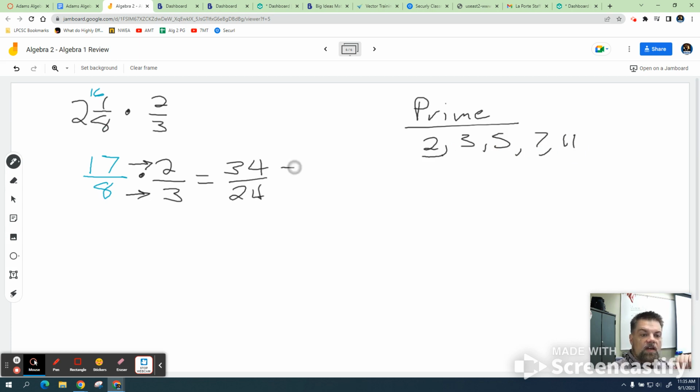So then I go, okay, well, what's 34 divided by 2? And remember with fractions, whatever I do on the top, I have to do to the bottom. So 34 divided by 2 is just 17. What's 24 divided by 2? 12. And that could be the answer, right?